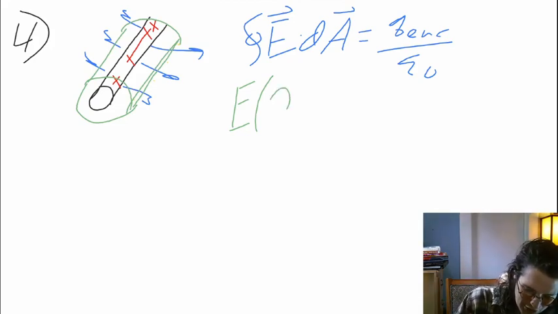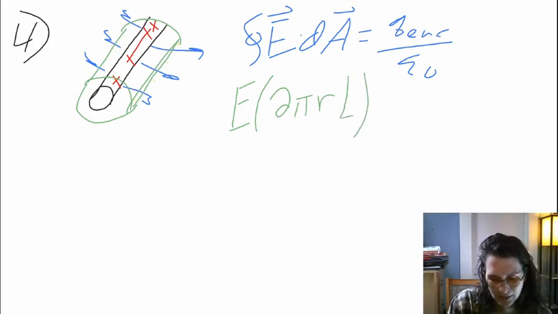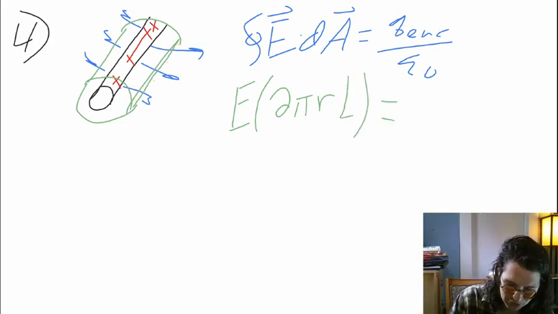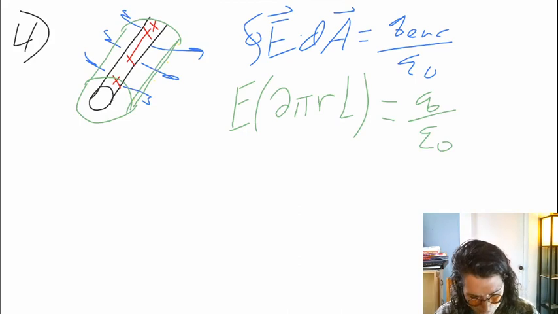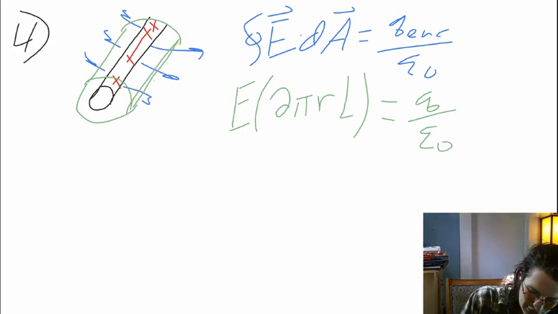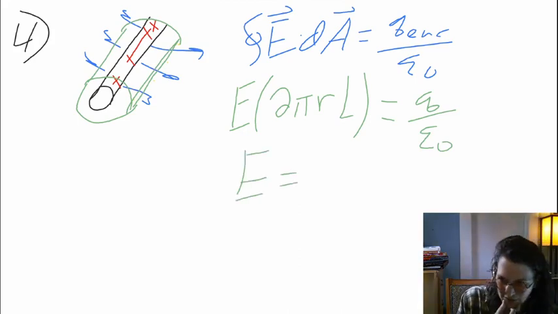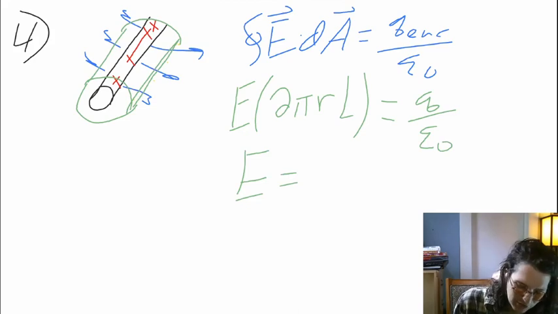That's geometric. If you don't see that, it's not super important. But anyway, we have 2 pi times the radius r times the length L. I'll use L because it's a total length. And then this will be equal to the total charge enclosed over epsilon naught. All right, so I can solve for the electric field. And now using Gauss's law, I've derived an equation for the electric field.